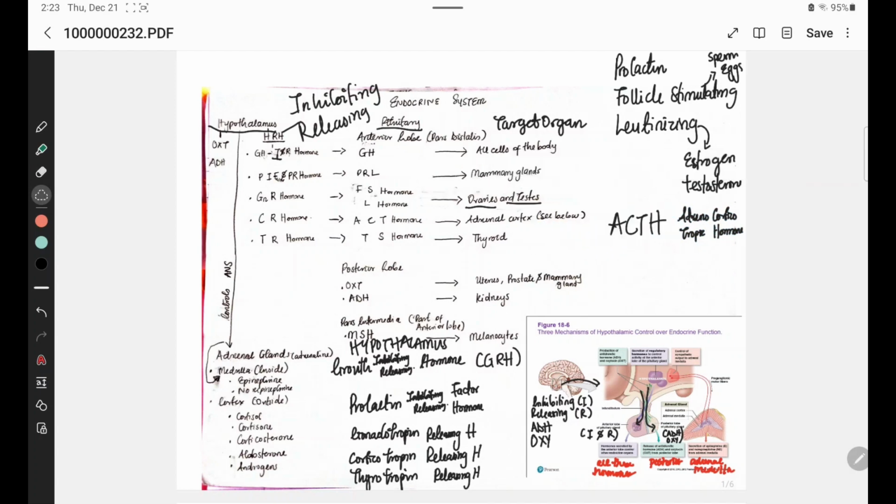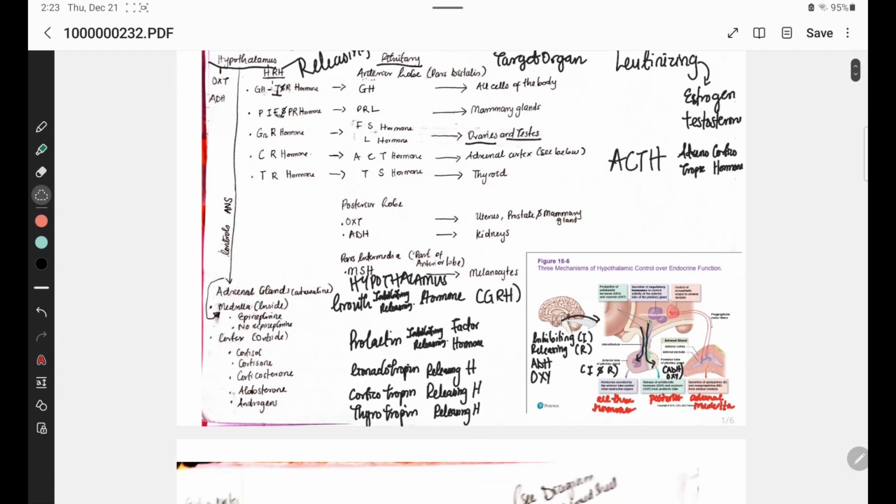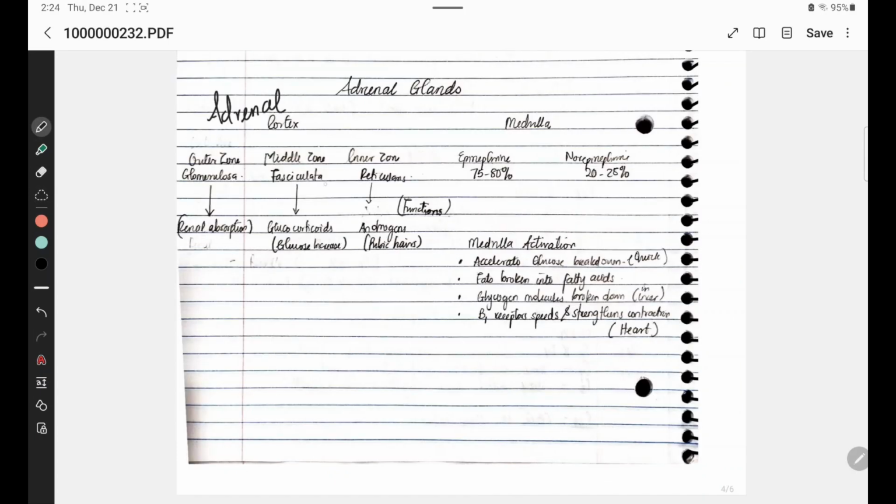So the next big thing is adrenocorticotropic hormone, and it goes to the adrenal cortex. Now the adrenal cortex basically has 3 different parts. It has the outer, middle, and inner zone. The outer zone, glomerulosa, is for renal absorption. Then we have glucocorticoids and androgens. But basically, this video is not going to go in depth into the different types. But just a quick highlight.